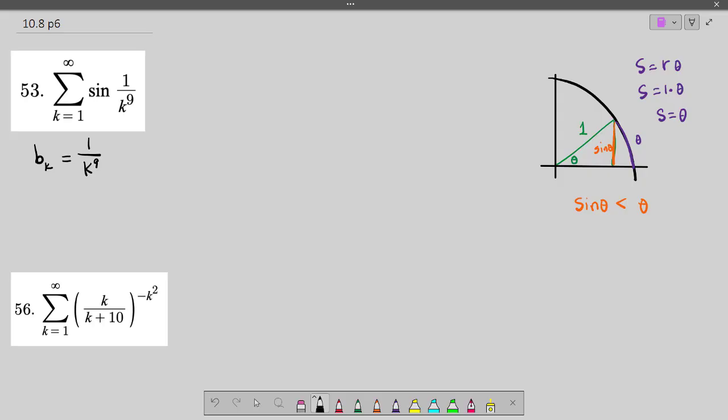So B sub k, this is a p-series. p is 9, greater than 1, therefore convergence. Oh, okay, does that thing converge? Let's find out.